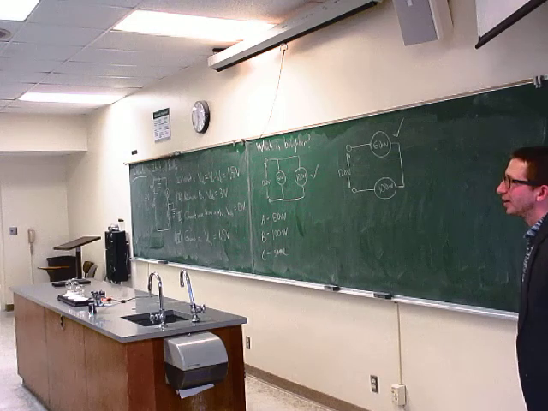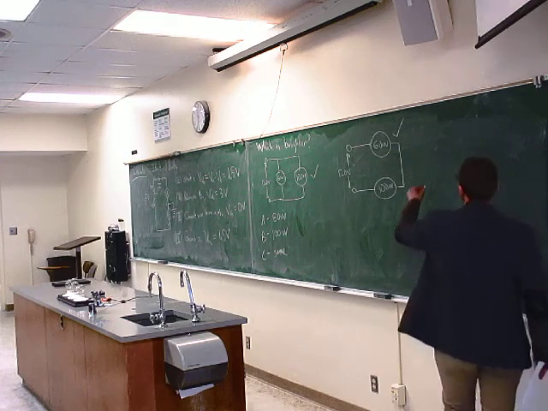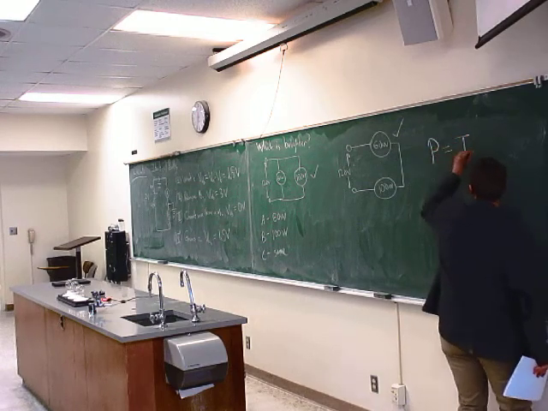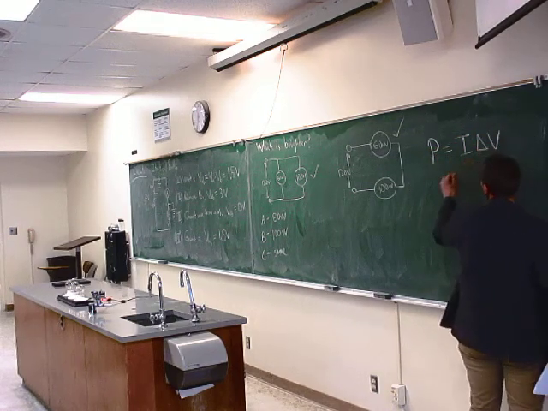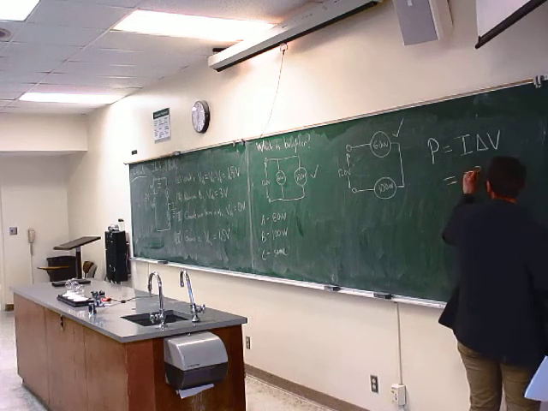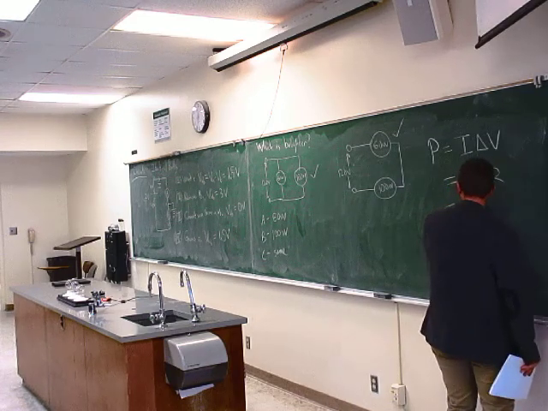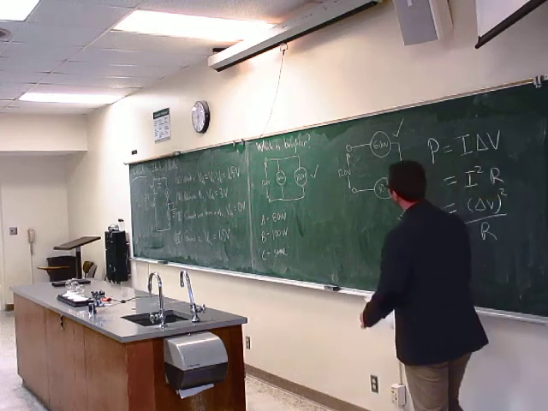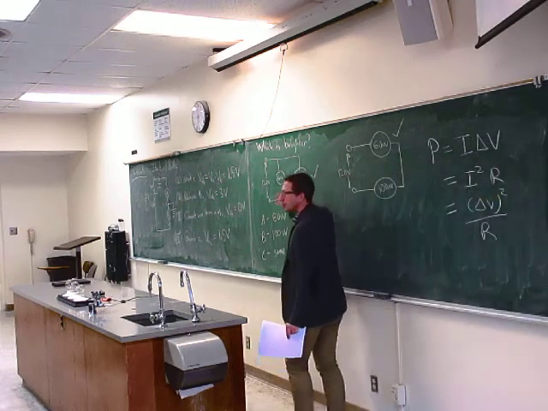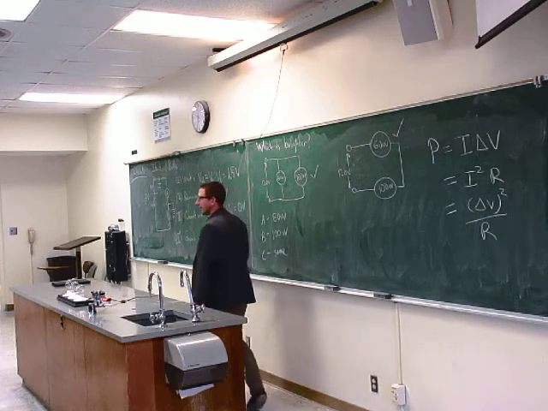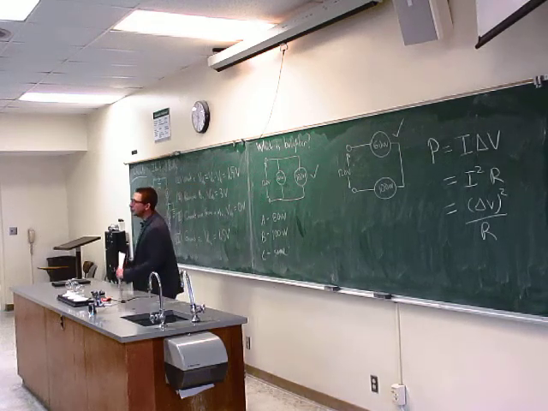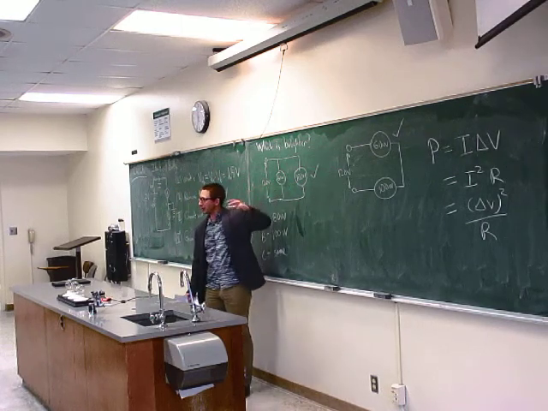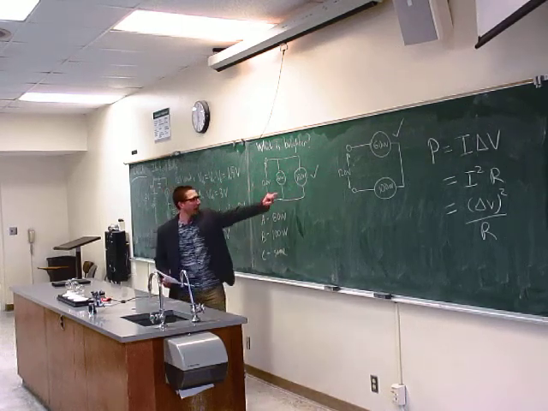Okay, excellent. Right, let's just write up the formula for power. Power dissipated through a resistor is I delta V, which using Ohm's law we can also write as I squared R, or delta V squared over R. So why does the 100 watt bulb burn brighter? Well, it's dissipating 100 joules per second of energy. Not all of that's going to be light. Some of that will be thermal energy. It actually gets warm.